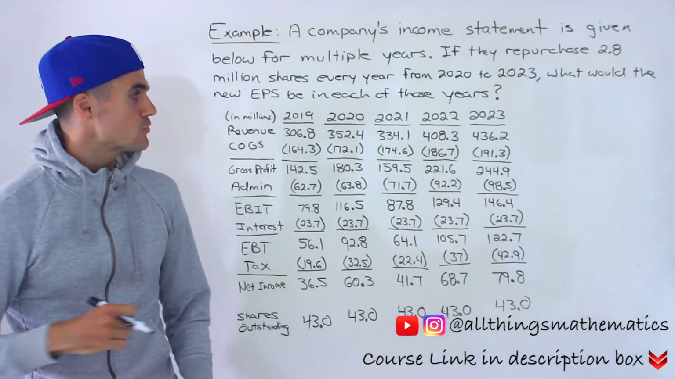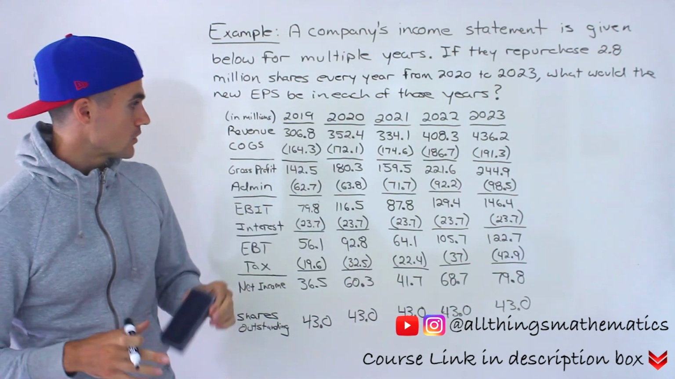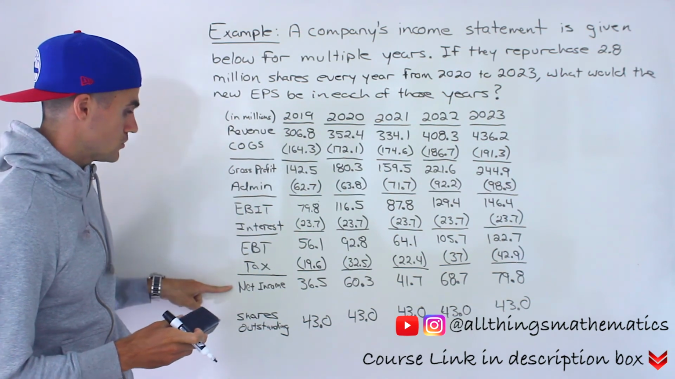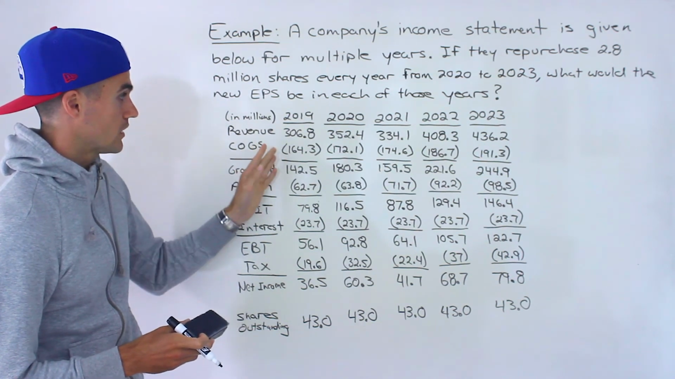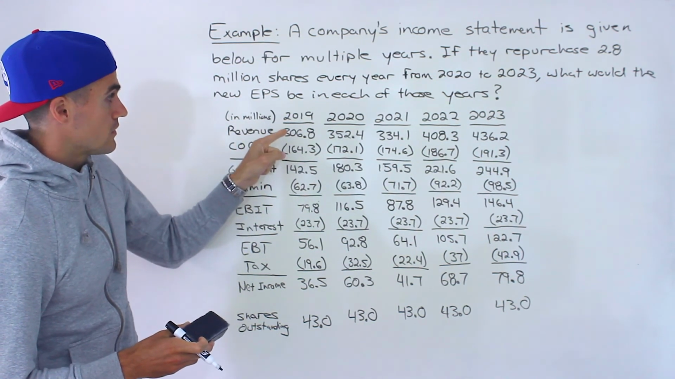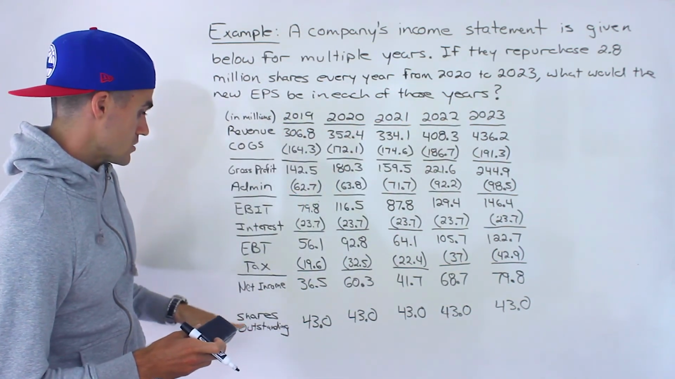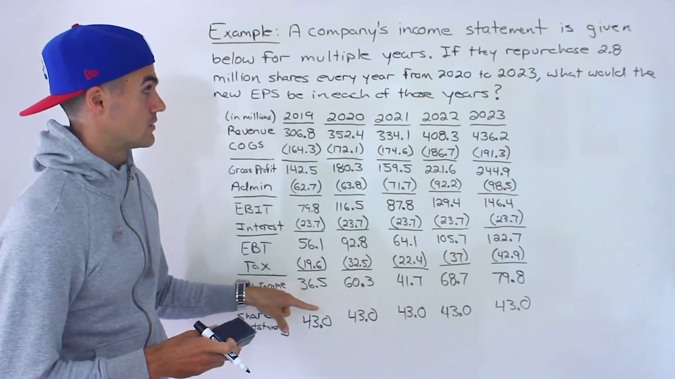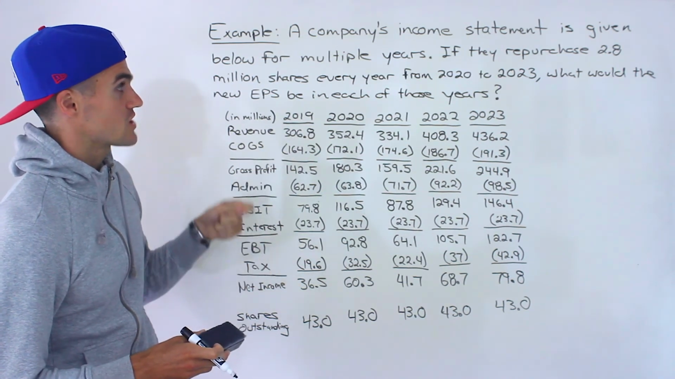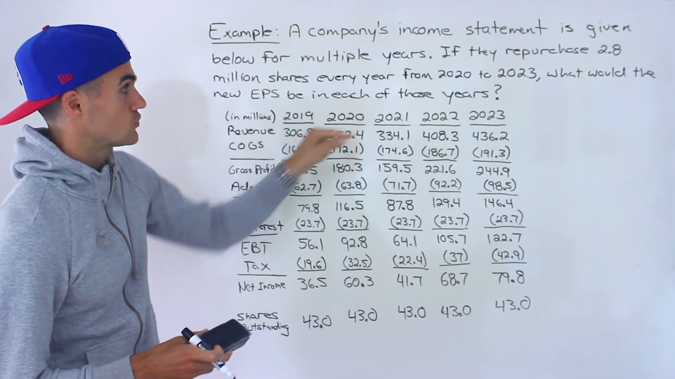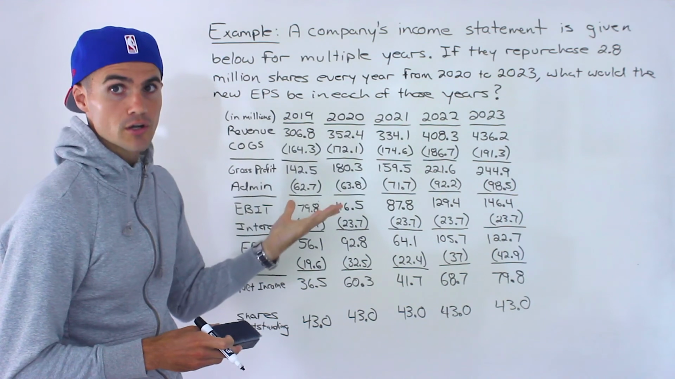Patrick here, and moving on to the next example. So a company's income statement is given below for multiple years. Notice we have the income statement here from revenue to net income. All of these numbers are in millions, and we're given the income statement for the years 2019 to 2023. And then we're also given the shares outstanding in each year. And then we're told if the company repurchases 2.8 million shares every year from 2020 to 2023, what would the new EPS be in each of those years? What would the new earnings per share be?